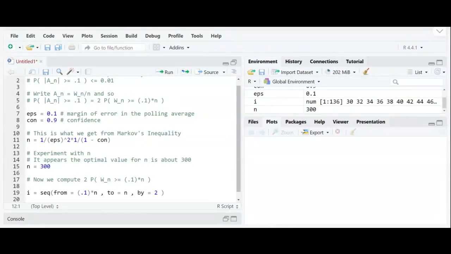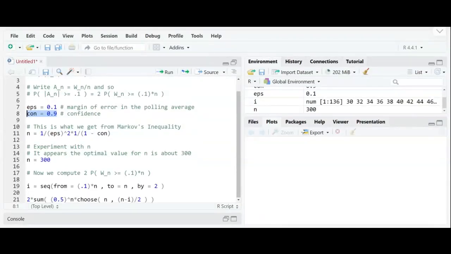So Markov's inequality gives us 1,000. That's an entire order of magnitude more than what it's supposed to be. So there's no need to use that many to get a 90% confidence on your polling average. It looks like you can get away with 300.